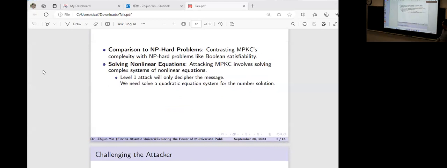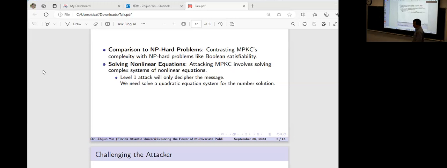And of course, there are two levels of attack. Level one is enough for a hacker. You need to solve a quadratic equation system to get a numeric solution. For every secret message, you get the plaintext. That will be enough for a level one attack. Level one is easier than level two, but for our system, it is already very hard.